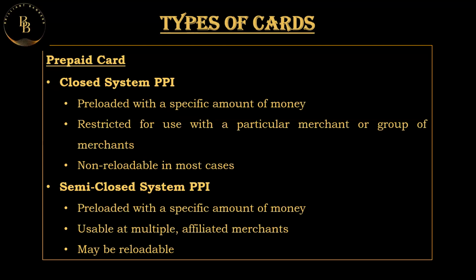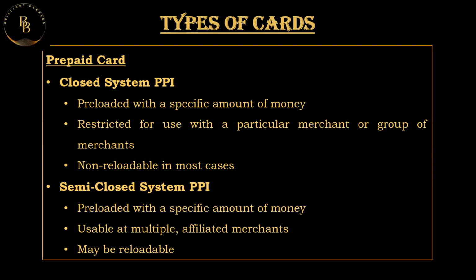A closed system prepaid instrument is always preloaded with a specific amount of money, and it's restricted for use with a particular merchant or a group of merchants. Whenever you're using a closed system prepaid instrument, you can say that you are taking it as a gift card. An example is a gift card from any bank. If that gift card is for a particular purchase, for example jewelry, you can only purchase jewelry.